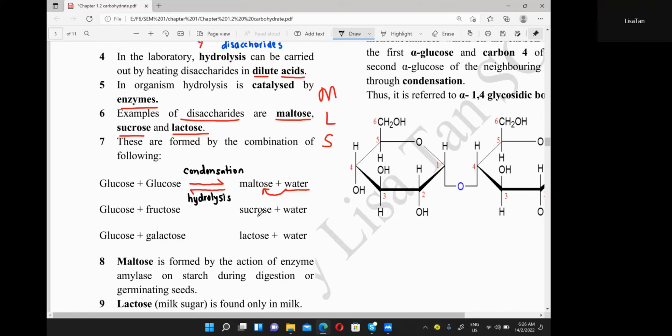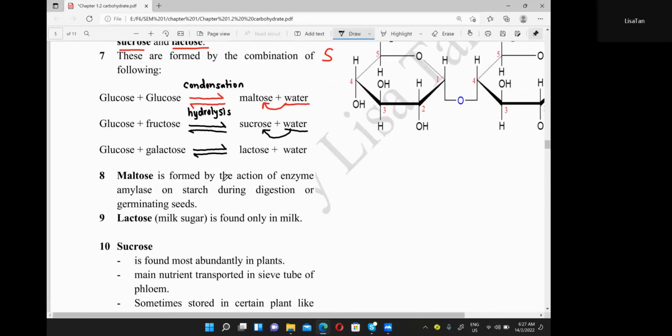Okay, so how to form the disaccharide sucrose? That means glucose joins with fructose by condensation to form sucrose with the removal of one water molecule. For hydrolysis, water is added to the sucrose and then breaks down the sucrose into two units of monosaccharides, which is glucose and fructose. Next, glucose joins with galactose by condensation to form lactose. Water is added to lactose, which breaks down the lactose into glucose and galactose. And this process is known as hydrolysis. So make sure on the top of the arrow you write condensation, and at the bottom of the arrow is hydrolysis.